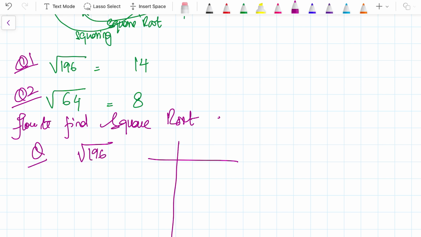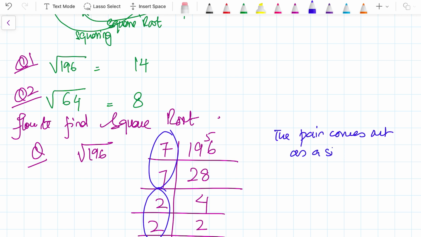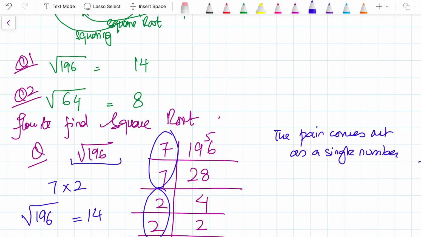We take the LCM. 7 times 2 is 14. 7 times 8 is 56. 7 times 4 is 28. 2 times 2, 2 times 1. So how many pairs do we have? One pair, another pair. The pair comes out as a single number, meaning 7 multiplied by 2. So the square root of 196 is 14.